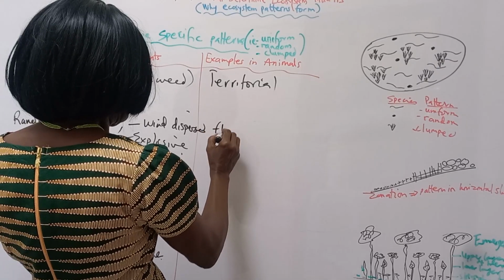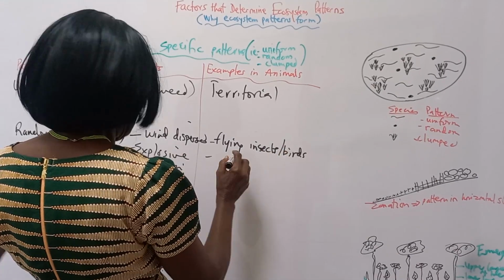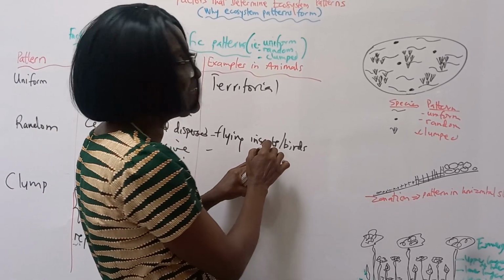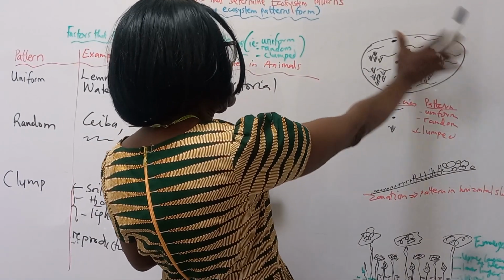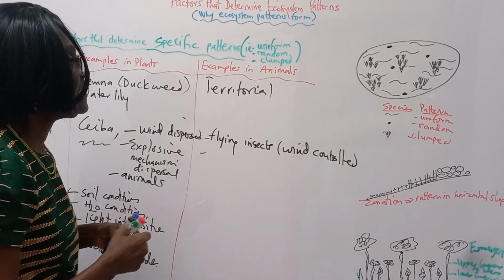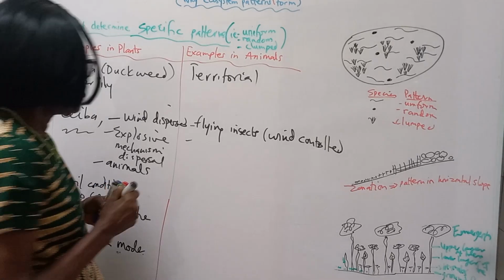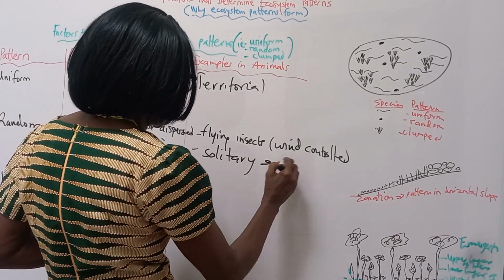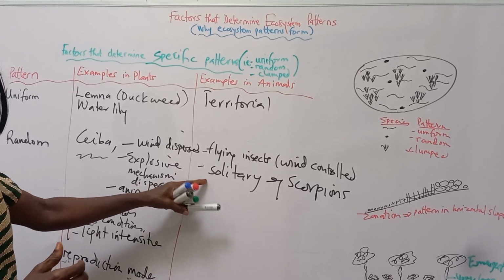Animals that form random patterns, we can have flying insects or birds, and these are influenced by winds, especially flying insects. The wind blows and the insects find themselves random, and they can be found randomly in the ecosystem. You can have animals that are also solitary, e.g. scorpions, that's the random types.